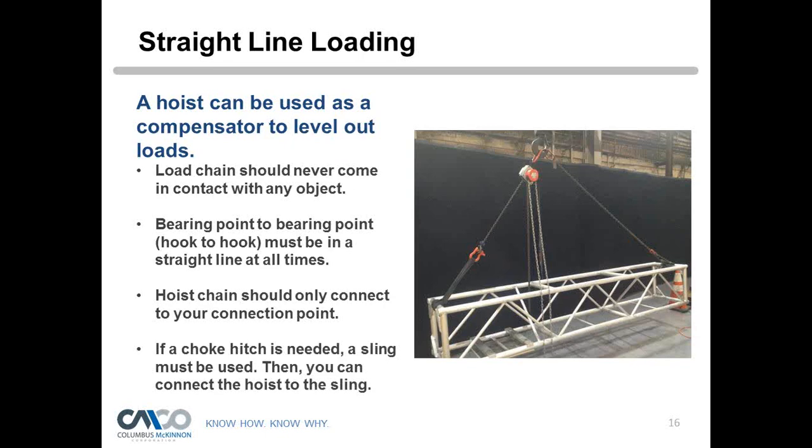Okay, so here's one application of using a hoist as a compensator. In this case, you see our hurricane hoist there that's attached to a shackle, which is attached to a nylon sling as a connection point, and then you see a chain sling on the other side. Whoever's doing this lift wanted to level off the load. One thing you've got to remember is that the hoist chain, and I'm talking about the load chain now, not the hand chain, the load chain that's in tension, should never come in contact with any object or load. Again, you can see that from bearing point to bearing point, that chain fall is in a straight line, okay?